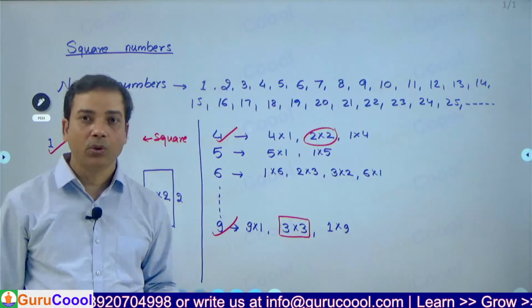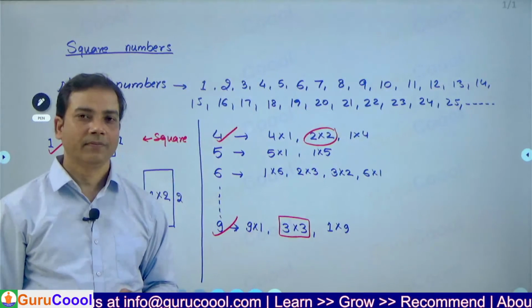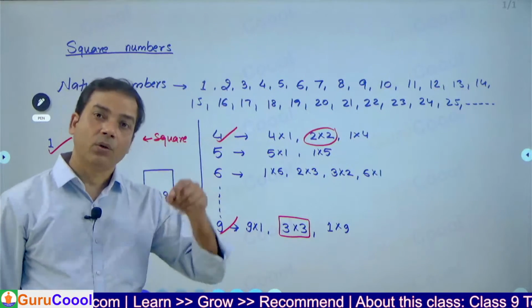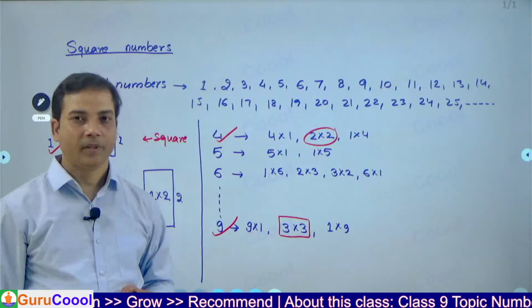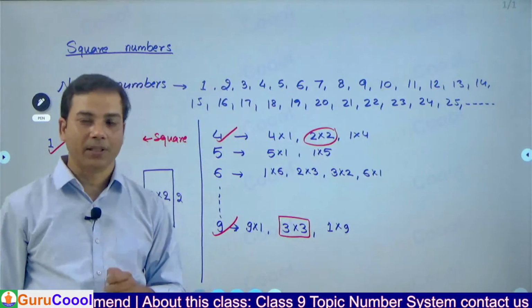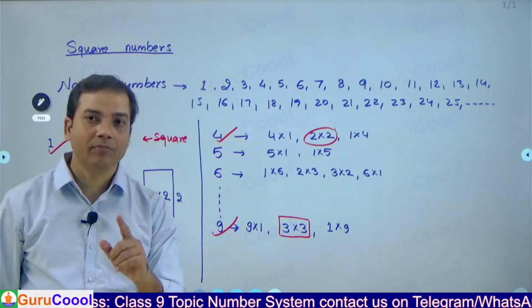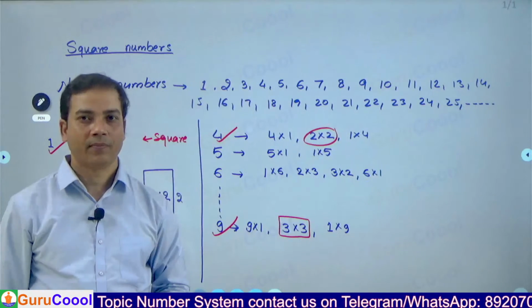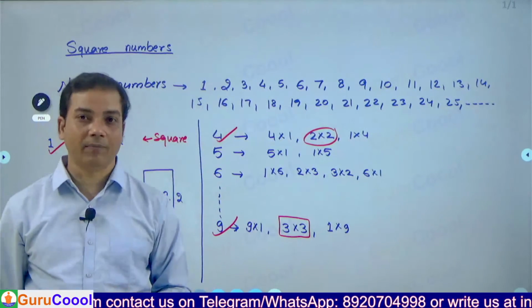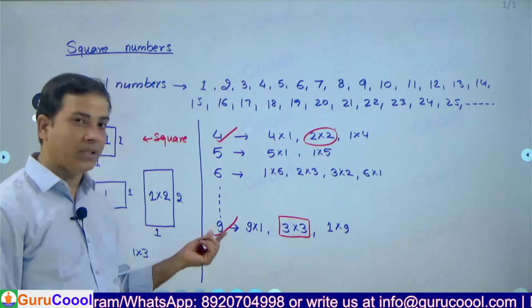And as you know, all the squares are rectangles, yes or no? Yes, sir. Every square is also a rectangle. That means you can say all the numbers are rectangular numbers, but some of them are square numbers also. 4 is a square number, 9 is a square number. Now David, can you find out the next square number after 9?